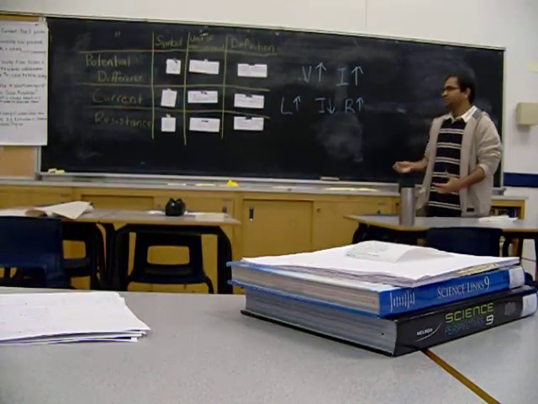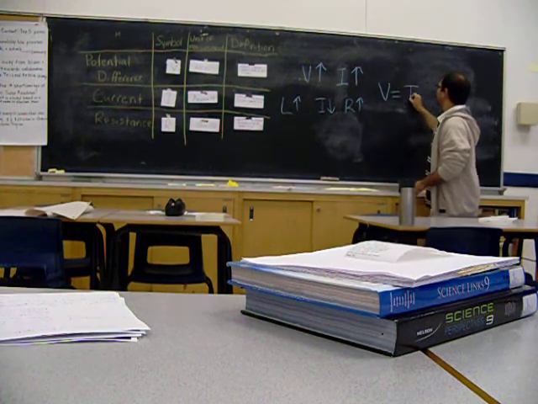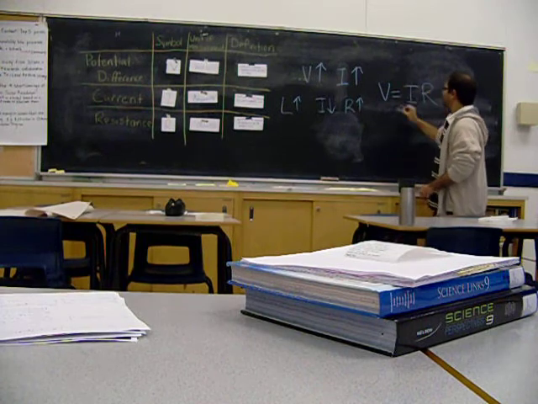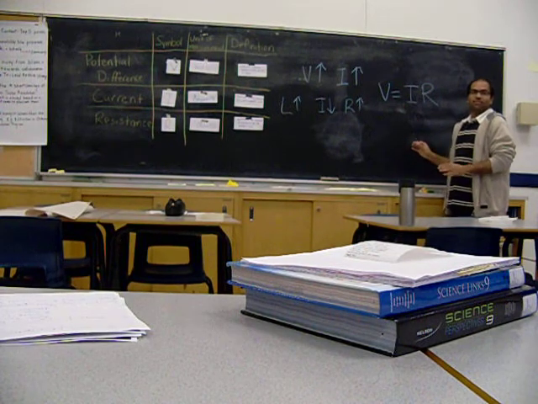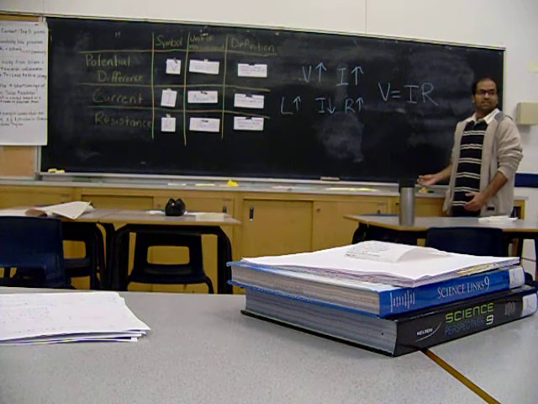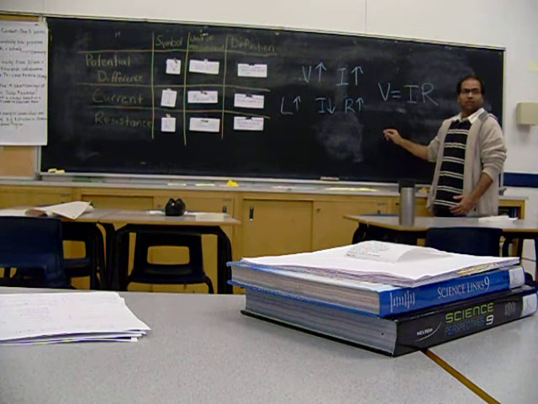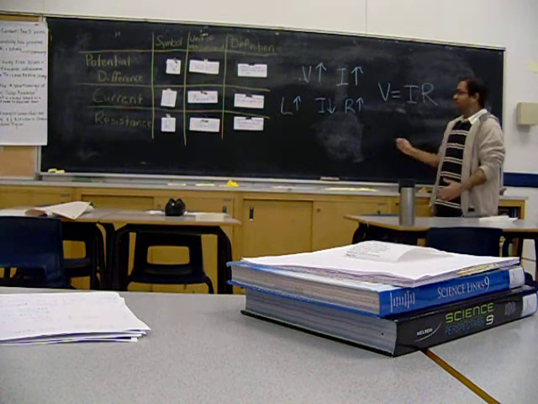So based on these observations, he was able to come up with a formula which he calls Ohm's law, which is V equals I times R. Potential difference is equal to the product of the current and the resistance in the circuit. And we can rearrange this formula to solve for either one of these variables.